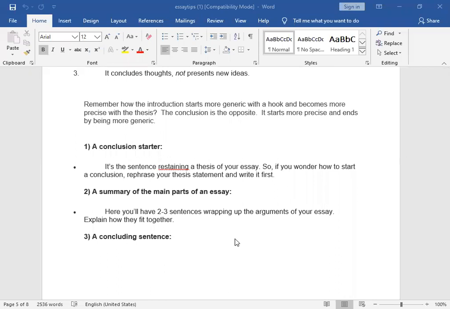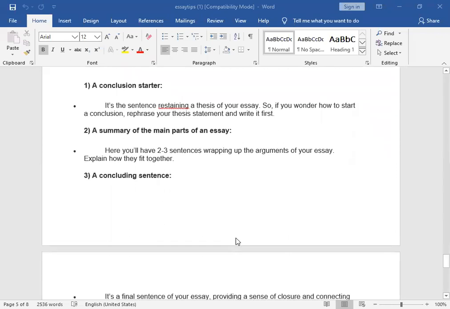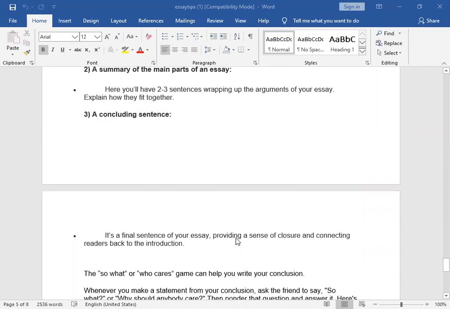Three, a concluding sentence. Okay? It is the final sentence of your essay, providing a sense of closure and connecting the reader back to the introduction.